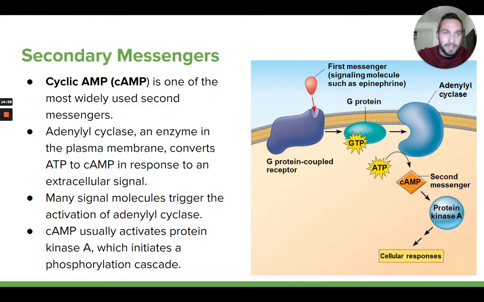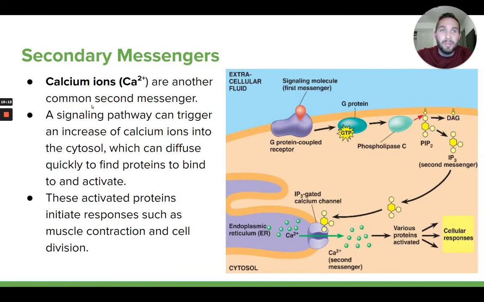So take a moment to look at this picture here, to start connecting and reviewing a lot of different things that we've talked about so far. So that's cAMP, a very common secondary messenger. There are a lot of different examples of secondary messengers, but another common example is calcium ions. Calcium ions can also act as secondary messengers.